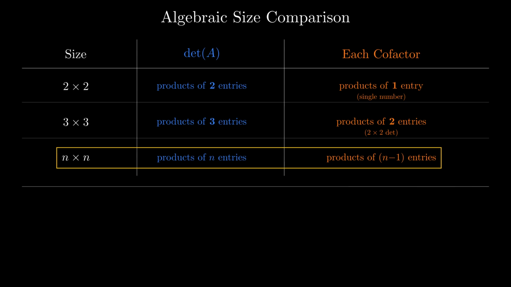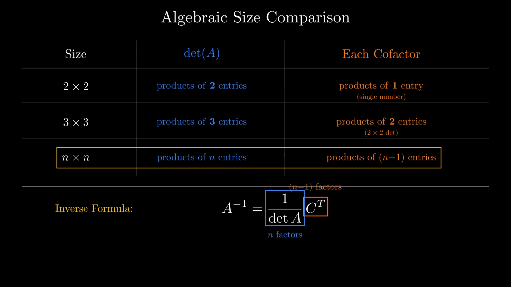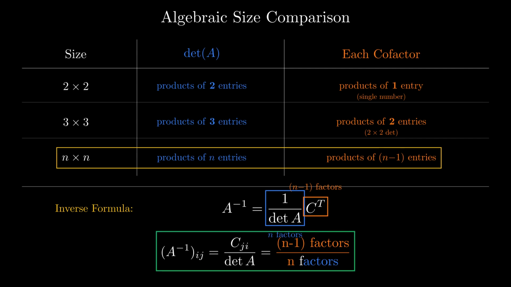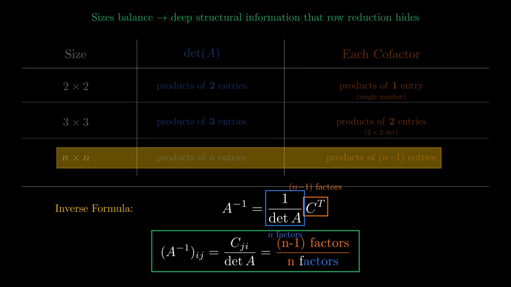Now look at what this means for the inverse formula. In A inverse equals 1 over det A times C transpose, the algebraic sizes balance perfectly. The denominator det A contributes products of n entries. Each cofactor in the numerator contributes products of n minus 1 entries. So every entry of A inverse is a ratio, an n minus 1 sized determinant divided by an n-sized determinant. This is deep structural information that row reduction completely hides.